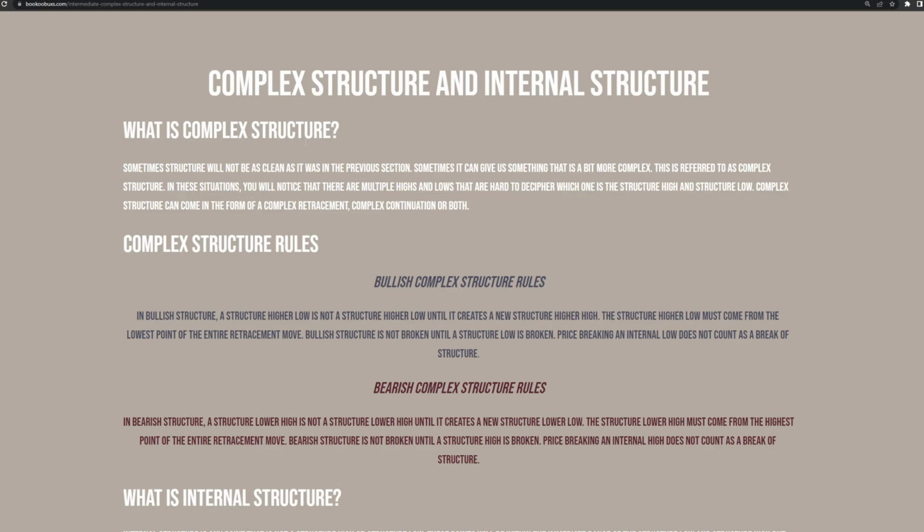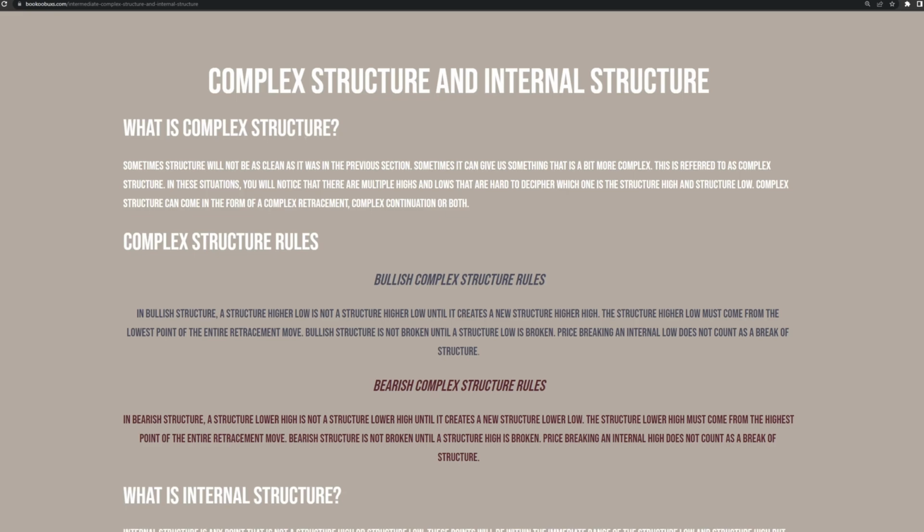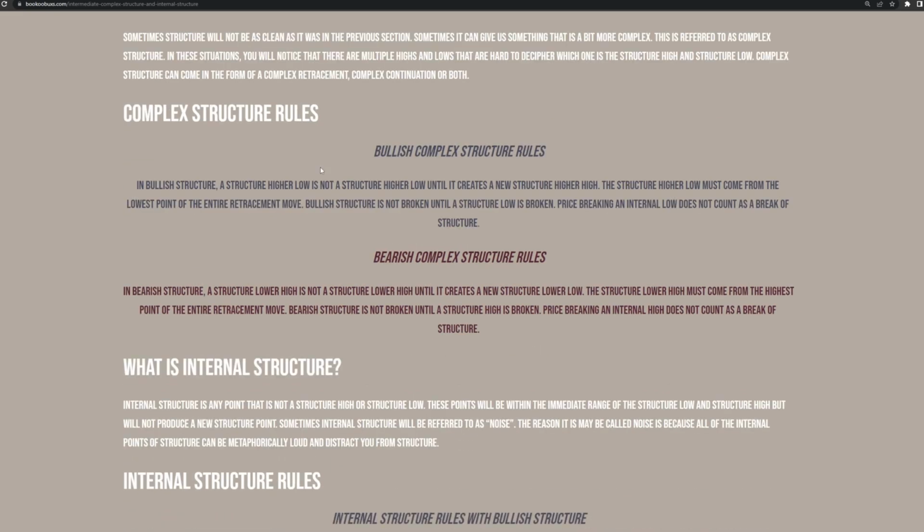Complex structure can come in the form of a complex retracement or complex continuation. Complex structure rules, bullish complex structure rules: in bullish structure, a structure high or low is not a structure high or low until it creates a new structure high. The structure low must come from the lowest point of the entire retracement move. Bullish structure is not broken until a structure low is broken. Price breaking an internal low does not count as a break of structure.